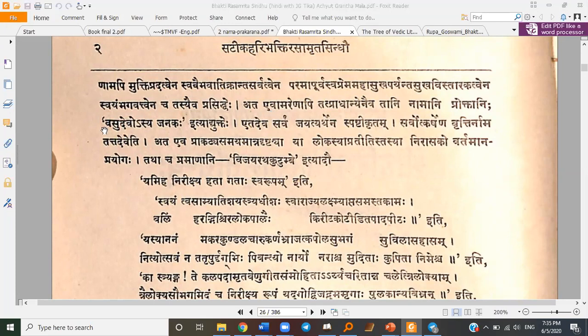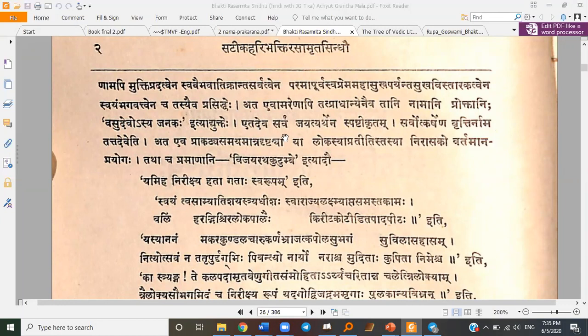So, for example, it is mentioned in Amar Kosha, Vasudevo Asya Janaka Ityadi Ukte, that Vasudeva is the father of whom, which means Shri Krishna. So, like that, Jiva Goswami is further substantiating that Shri Krishna is referred to with many names, and Vidhu is one of them. That is the main purpose of his statement.